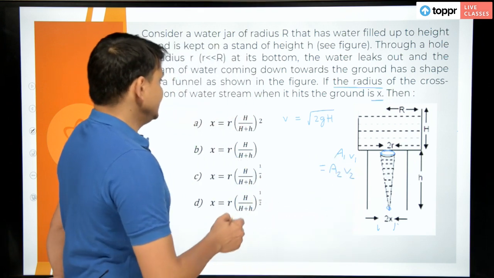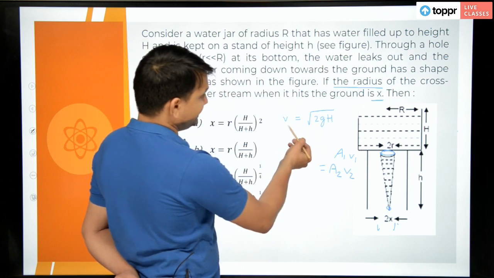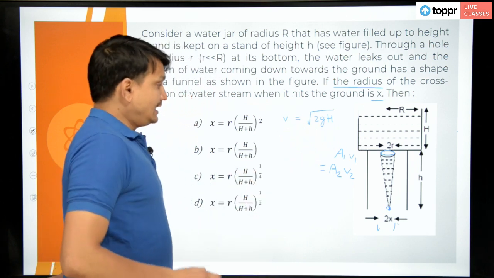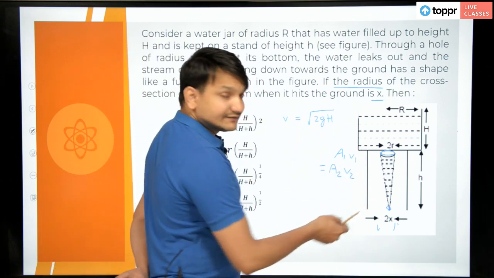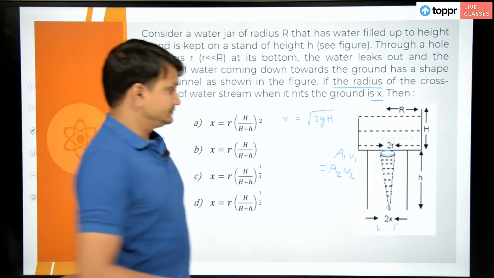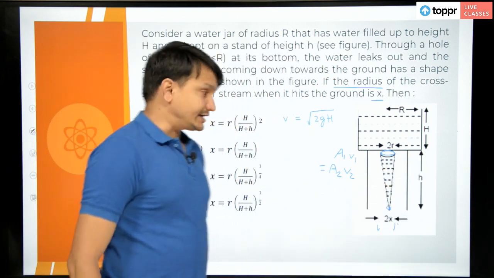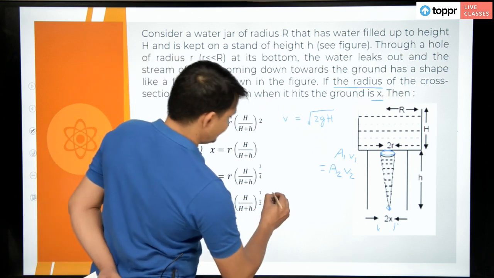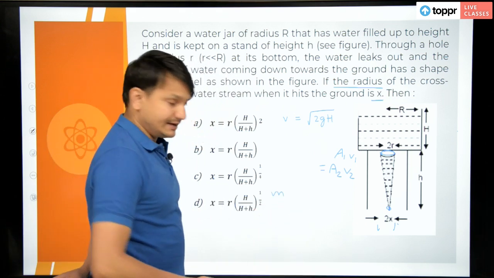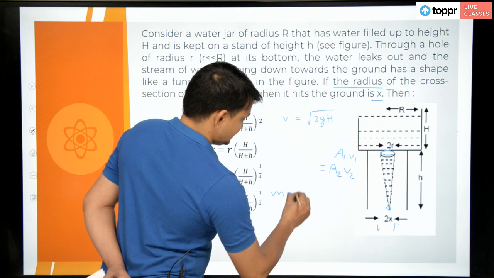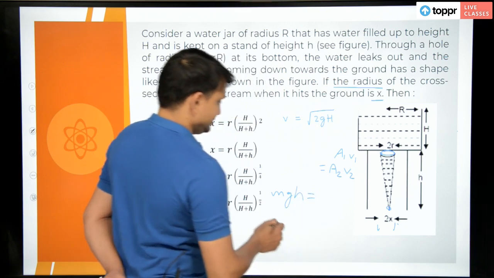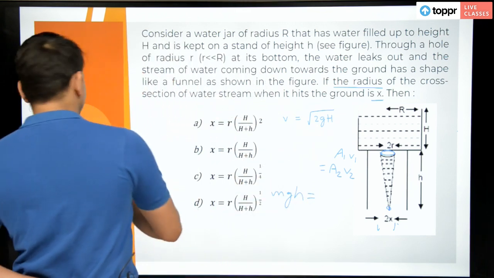Now, consider the velocity v is the square root of 2gH here. यहाँ से यहाँ तक velocity में क्या change आएगा? We know that the distance is h, right? So, we know हम simply mgh.